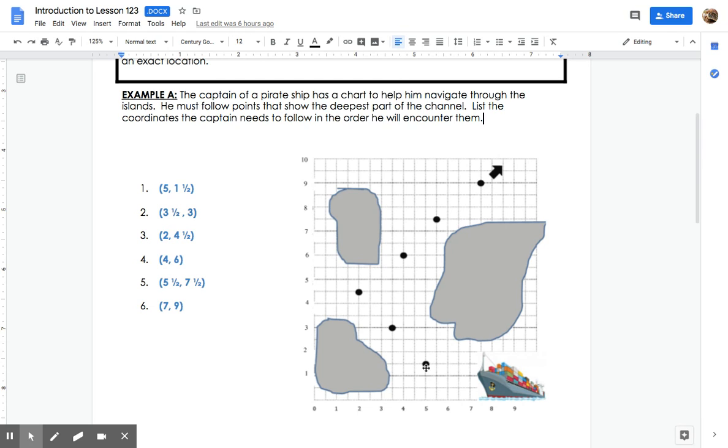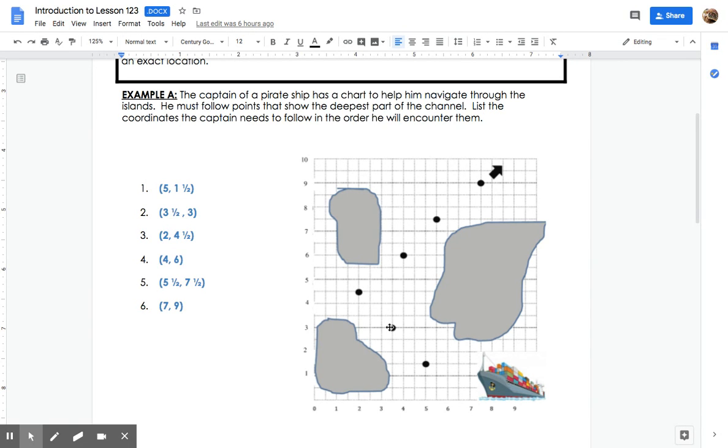So the first point, the first one that comes in his path, is right here. So like I said, we're going to do the x coordinate first. It's over 5. And then it's up to right here. And if you just drag your pencil or your mouse across, you'll see that it's halfway between 1 and 2. So the y coordinate is 1.5. So this exact location is 5, 1.5. And that's what I listed right here.